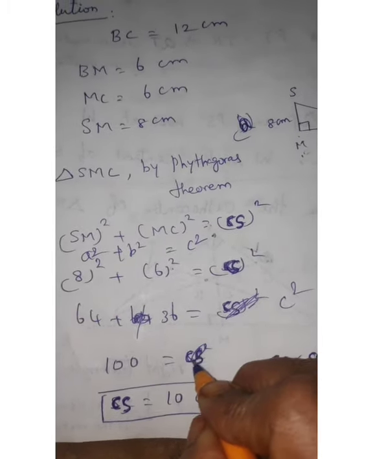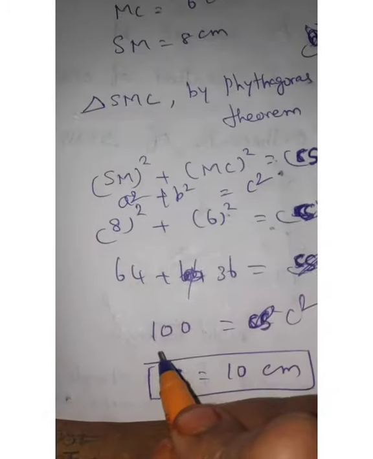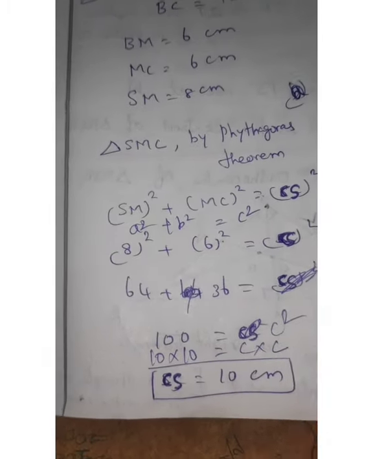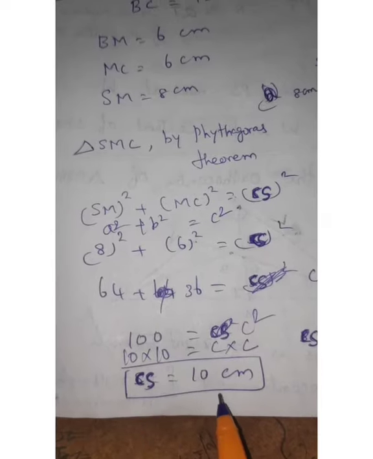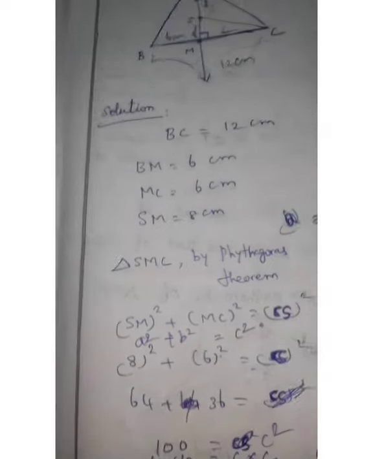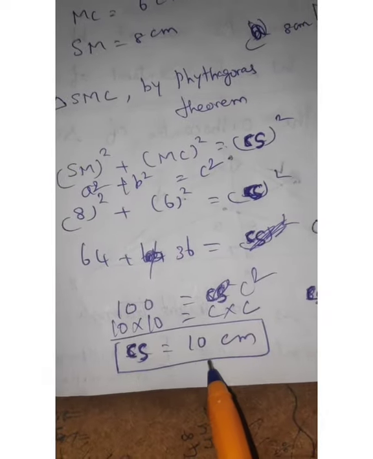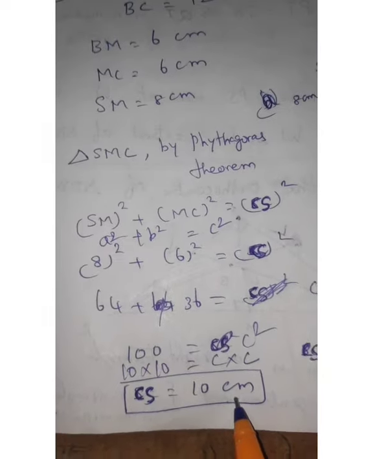C squared equals 100. 10 into 10, C into C. Now the C value equals 10 centimeter. What is the value? The CS value is 10 centimeter. Therefore CS equals 10 centimeter is the answer.